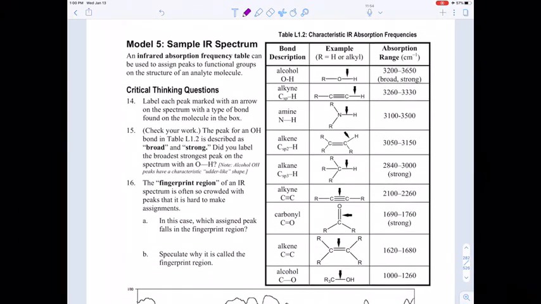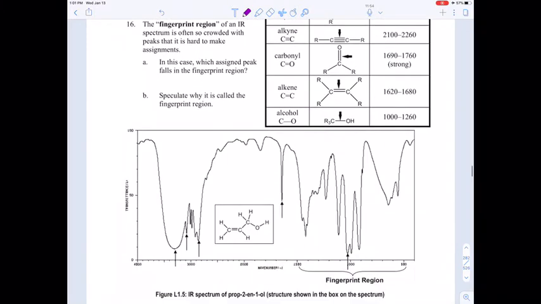It takes us to the IR spectrum and characteristic IR absorptions. An infrared absorption frequency table can be used to assign peaks to functional groups on the structure of an analyte molecule. Again, analyte, that word means that's the molecule that we are interested in and we have put into the IR spectrometer. So analyte is the molecule of interest. Label each peak marked with an arrow on the spectrum with a type of bond found in the molecule in the box. Okay, so let's start with this one right here.